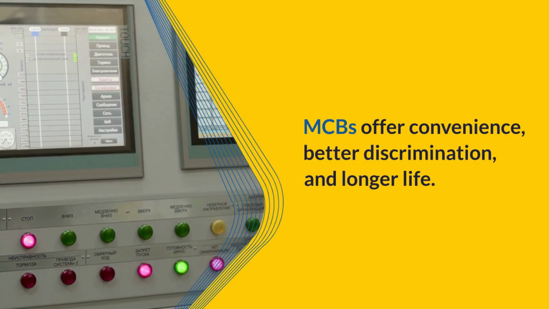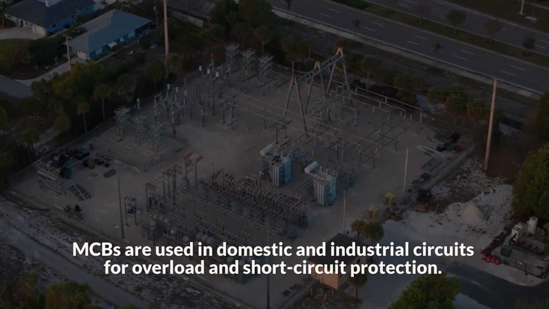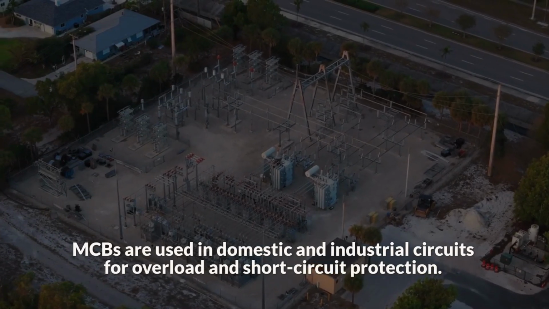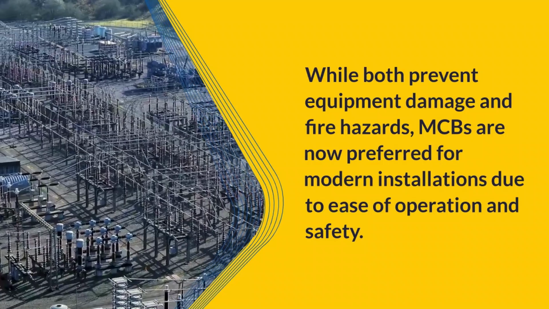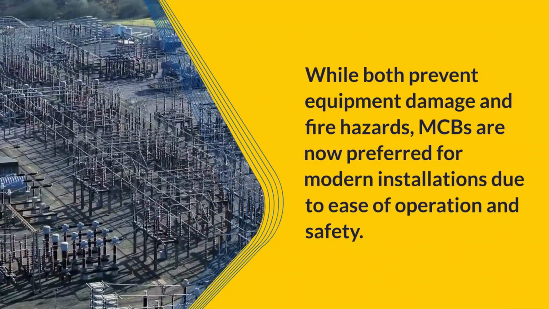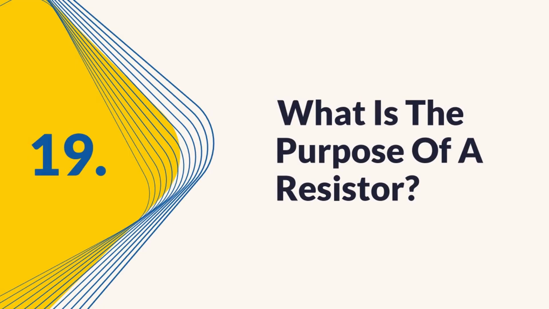MCBs offer convenience, better discrimination, and longer life. MCBs are used in domestic and industrial circuits for overload and short-circuit protection. While both prevent equipment damage and fire hazards, MCBs are now preferred for modern installations due to ease of operation and safety. 19. What is the purpose of a resistor?